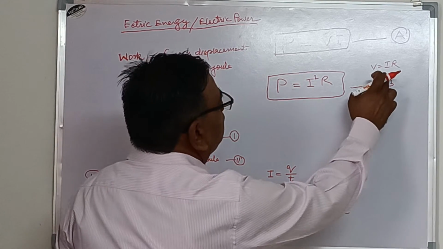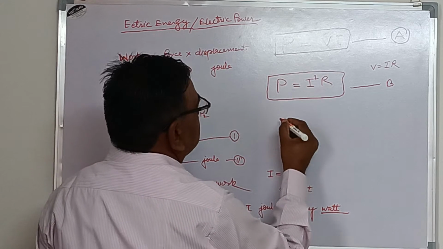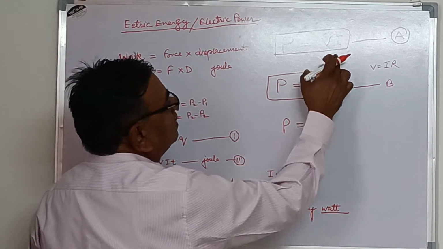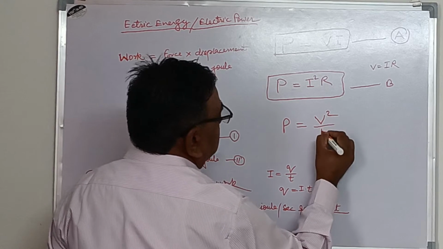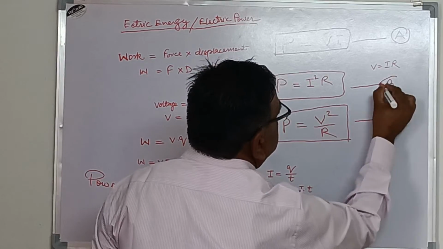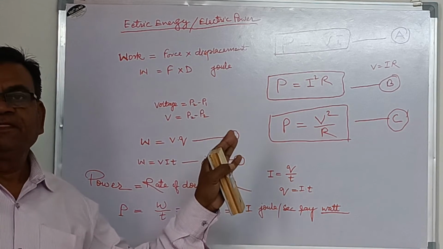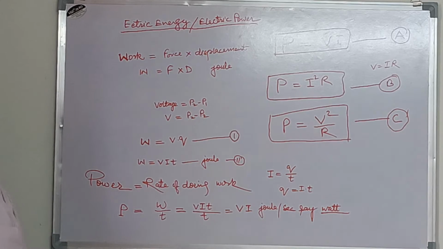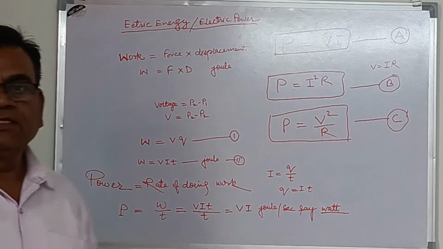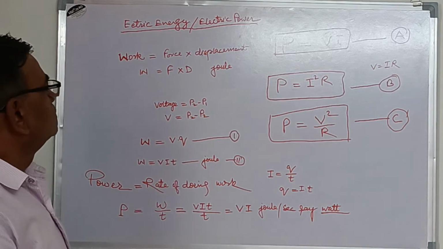Now, third form, put the value of I from Ohm's law. I is equal to V by R in this formula. So, P is equal to I. In place of I, you write V by R. You get V square by R. This is the third representation, equation C. A, B, C. These are three forms of electric power, and this is very important when you solve different types of questions. Now, I will take some numerical examples related to these formulas.